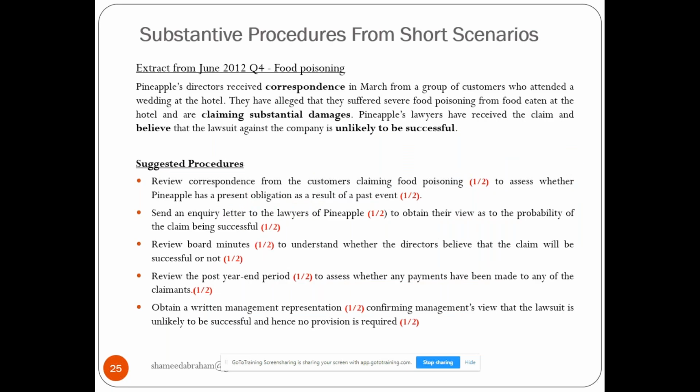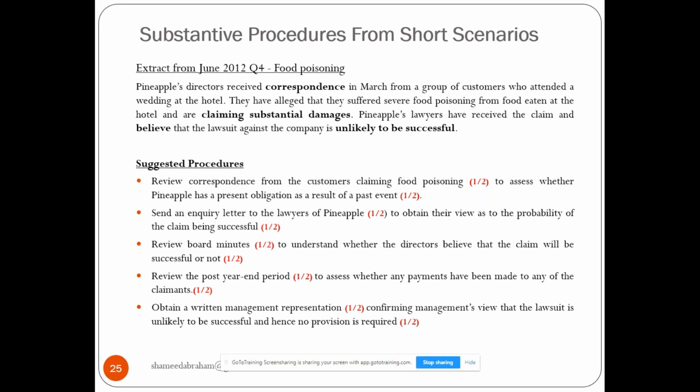Now back to the substantive procedures, because I had mentioned that you could be asked to explain some substantive procedures from short scenarios. So here I have a short scenario from the 2012 June exam. How can I find procedures? How can I derive substantive procedures from these scenarios? They are literally dropping out of the scenario. They're literally there in the information, but we are not paying close attention to the information.